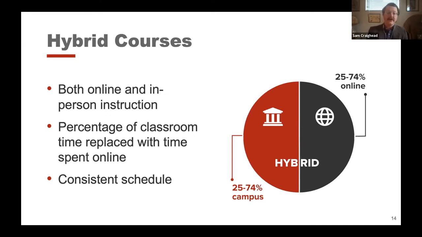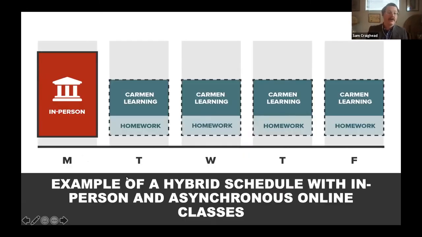It could be a combination of synchronous and asynchronous. A percentage of classroom time gets replaced with time that's spent online, but the schedule would need to be consistent. And so we'll talk about how we communicate that. So say everyone in your class meets in person on Monday, it's a synchronous meeting, they all come to the same classroom, and then the rest of the week they could have asynchronous online work to do. Maybe there's modules they engage with in Carmen, where there's content, and there's activities where they're engaging asynchronously in a discussion board. They do their homework and they do those things asynchronously.